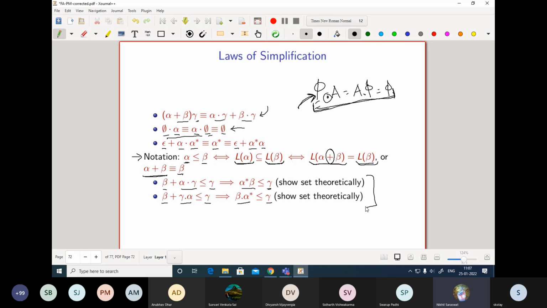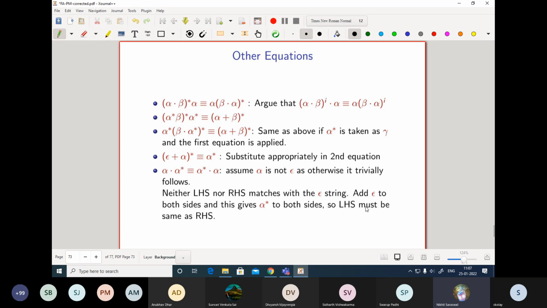Okay, so these are just some laws of simplification that you can use to simplify a given pattern into something easier to parse. Okay, some other equations.